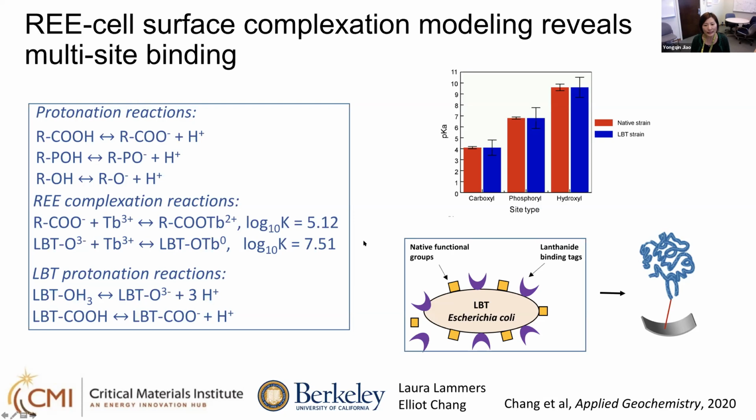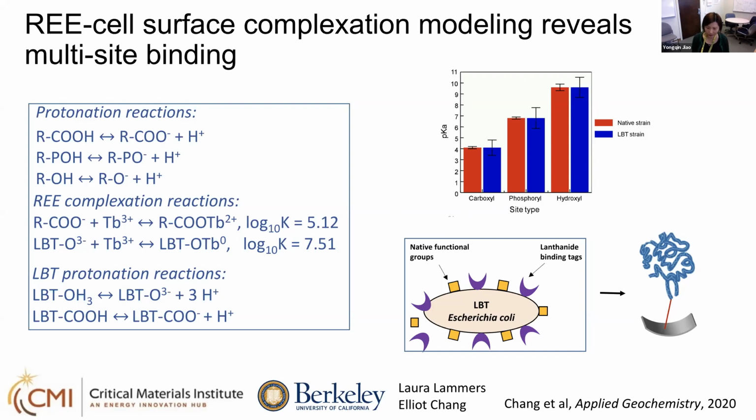I'd like to note that for the bacterial cell surface, besides the lanthanide binding tag that we engineered on the cell surface, there are a lot of native functional groups on the native bacterial surface that also contribute a significant fraction of the binding. For example, in this chart, some of the carboxyl, phosphoryl, and hydroxyl groups are present in different concentrations and with different pKa's, and those also contribute to rare earth adsorption. As you can imagine, if we were to use this system for rare earth separation, we have a very complex ligand system to work with.